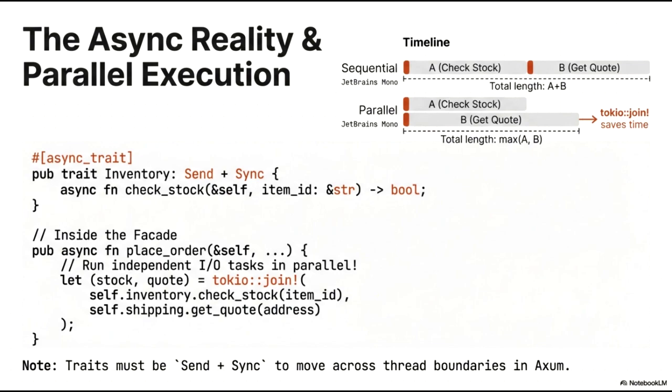Looking at the implementation details, we define an asynchronous trait for our inventory using the async_trait macro. Within the place order function, we utilize Tokio join to concurrently execute check stock and get quote. This pattern is highly efficient for I/O-bound operations, where the CPU would otherwise be idle while waiting for network responses. Finally, it is crucial to note that traits must implement Send plus Sync to safely move across thread boundaries, which is a standard requirement when working with multi-threaded runtimes in frameworks like Axum.